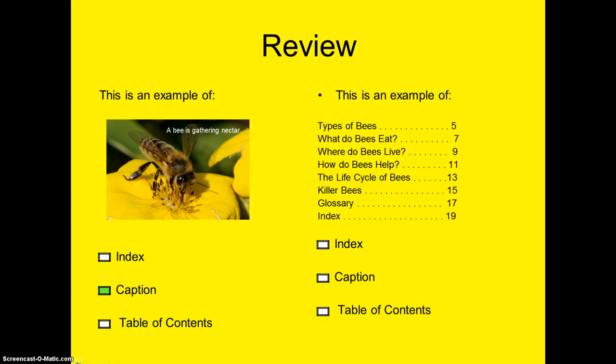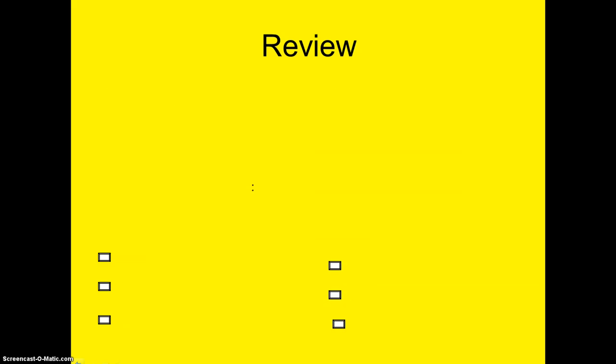This is an example of, is this index, caption, or table of contents? Table of contents is correct. A table of contents lists the chapters or sections of a book in page order.